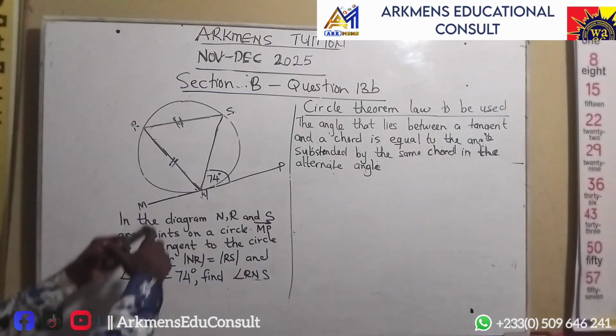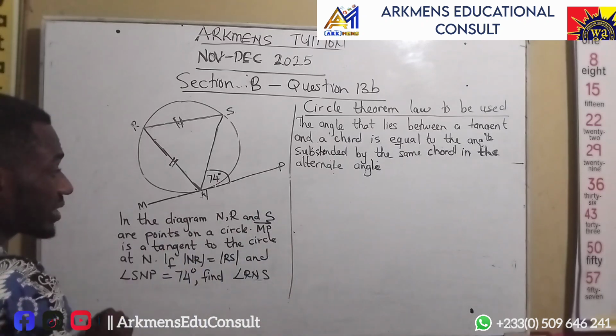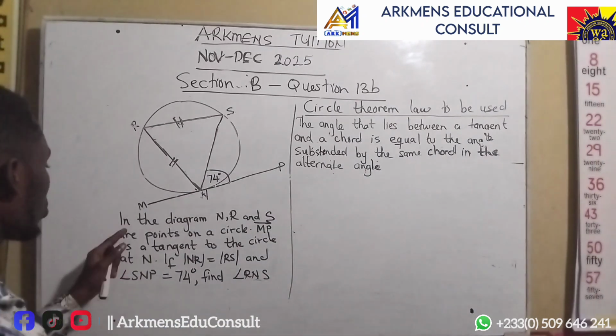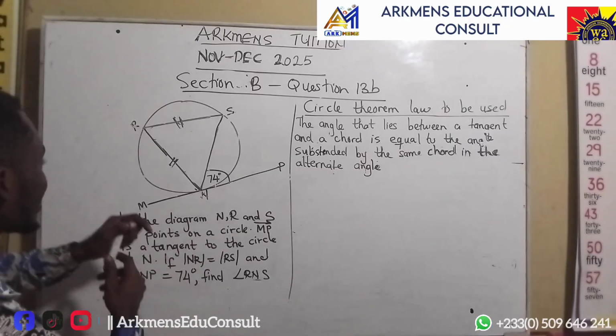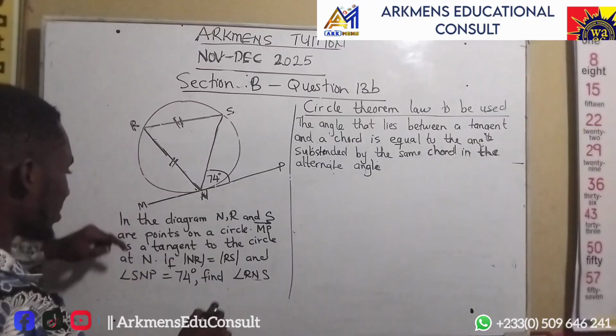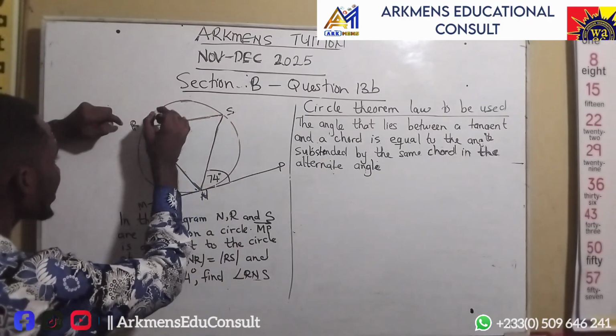Now the question, this is the diagram, and the diagram they have drawn here, they have put it in that description over here. That is how it is. Whatever they draw, they will put it in the description for you. So in the diagram, NRS, that is this, NRS are points on a circle. So they are points on this circle.